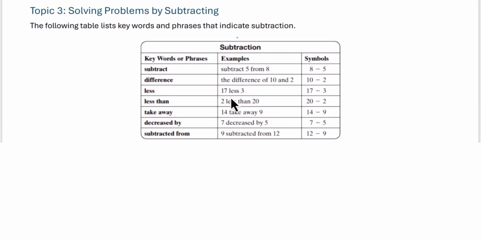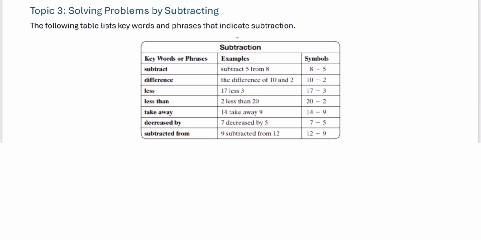Less. 17 less 3. 17 minus 3. Less than. 2 less than 20. That's 20 minus 2. Again, pay attention to the order there. Take away. 14 take away 9. That is 14 minus 9. Decreased by. 7 decreased by 5. 7 minus 5. And subtracted from. 9 subtracted from 12. That is 12 minus 9. Pay attention to the order there.